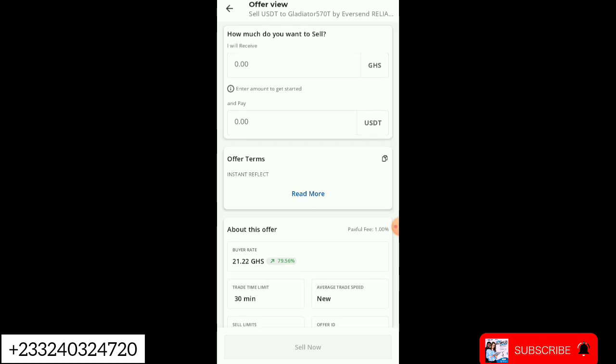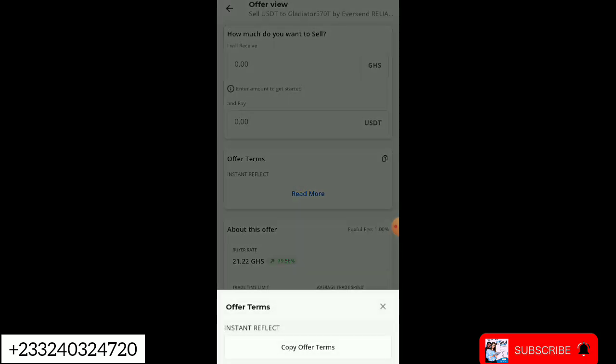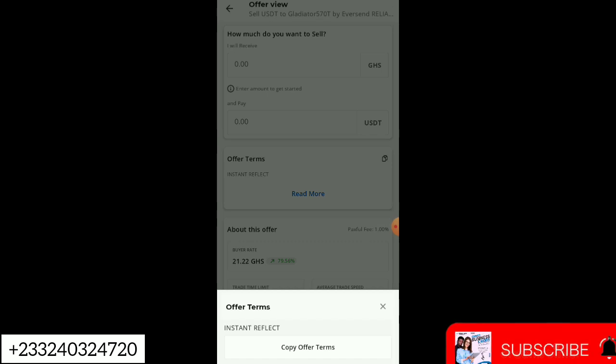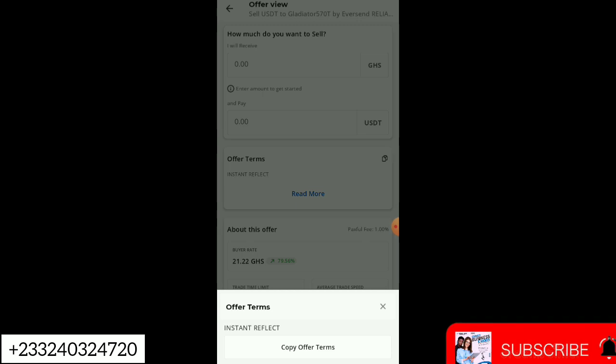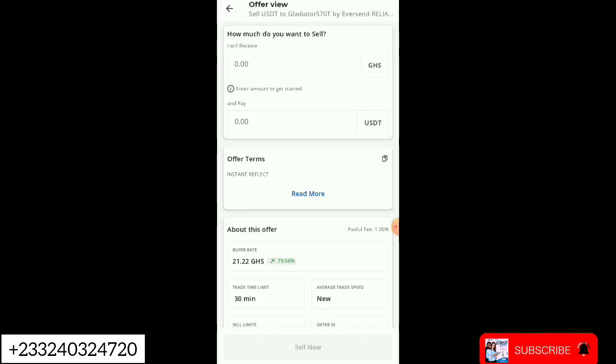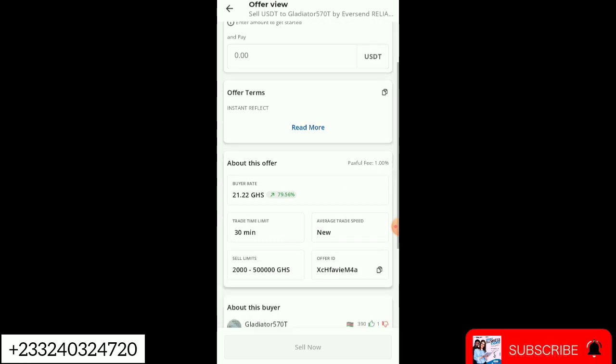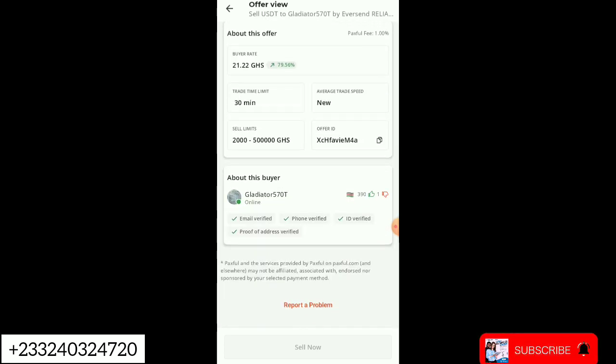And the offer term is instant reflect. Instant reflect means when you send your USDT, the money reflects in your account. It's like the person's always online. So when it reflects, you have to do it within 30 minutes, or the person can report you for your account to be blocked. That's how it is. So you have to read everything first.